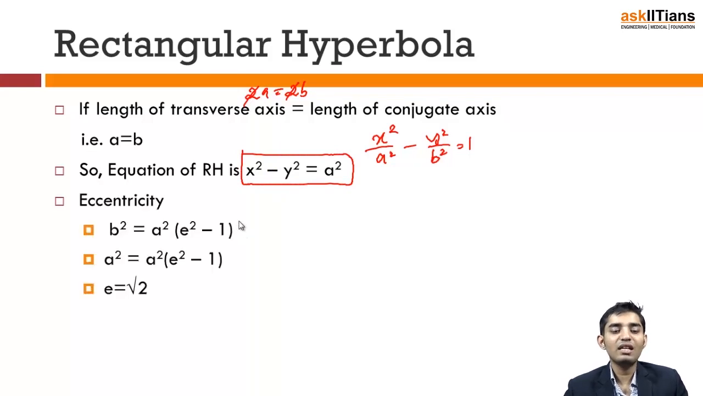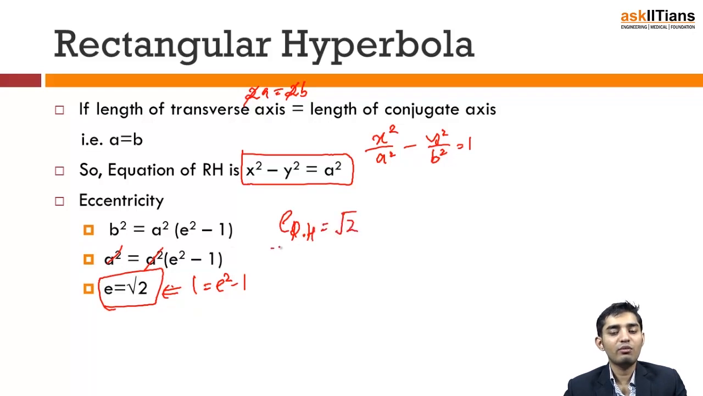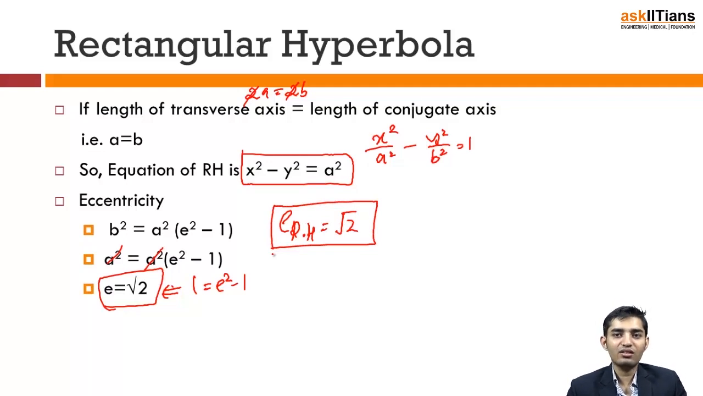And if a is equal to b, I can use this relation to find out eccentricity. We have b square equal to a square into e square minus 1. Now in case of rectangular hyperbola, b is equal to a. So in place of b, I can just write a, and then I can just cancel this. So basically I will get 1 equal to e square minus 1. So from here I will get eccentricity is equal to root 2. So always remember, eccentricity of rectangular hyperbola is always root 2, right? Any rectangular hyperbola, eccentricity will always be root 2 only, right?